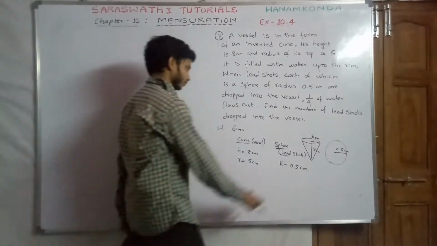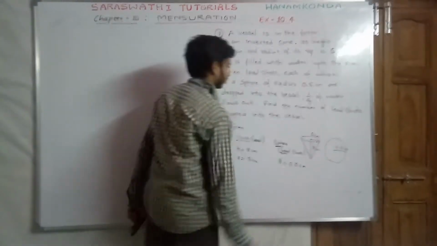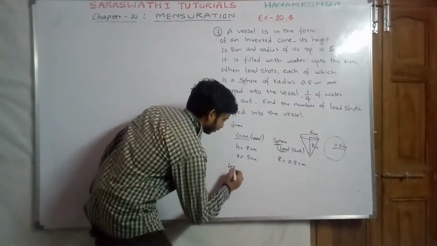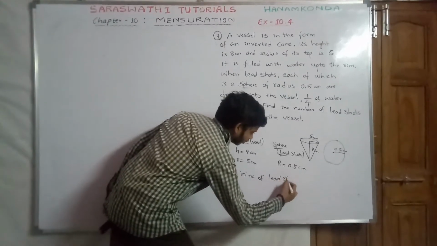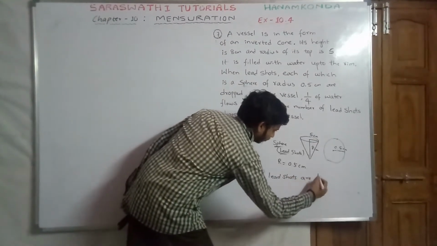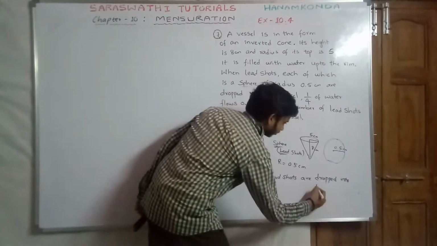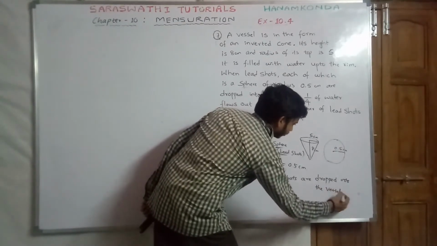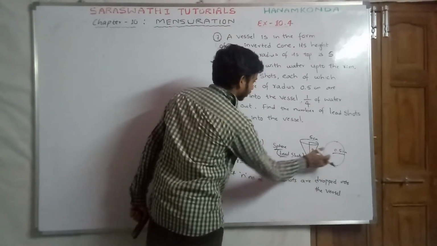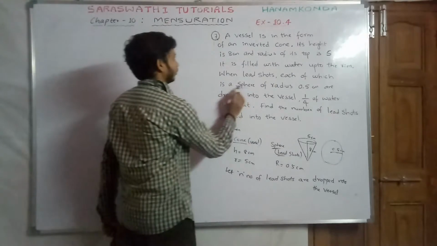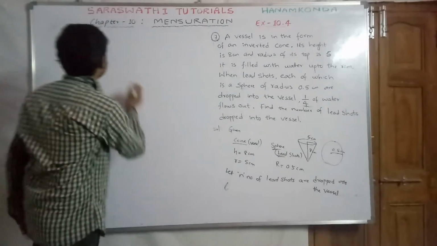Given that lead shots are dropped into the vessel, let us suppose n number of lead shots are dropped into the vessel. Therefore, when n number of lead shots are dropped into the vessel, 1/4 of the water flows out, as given in the question.